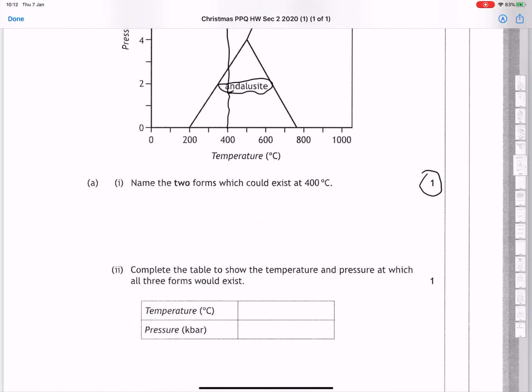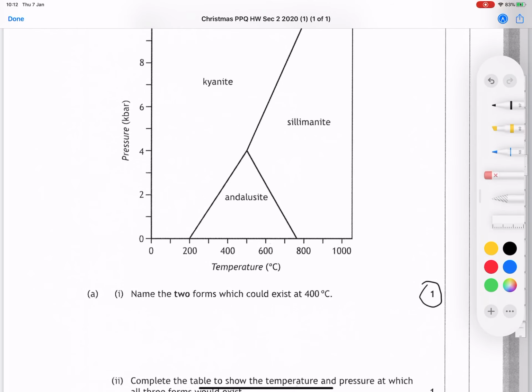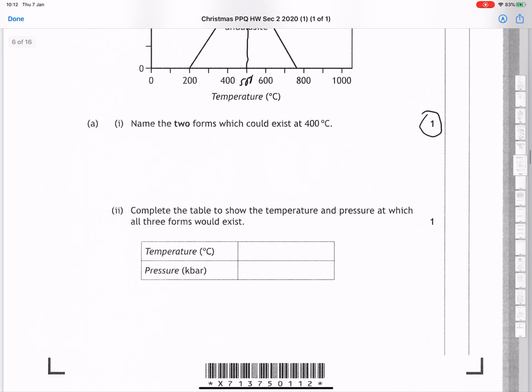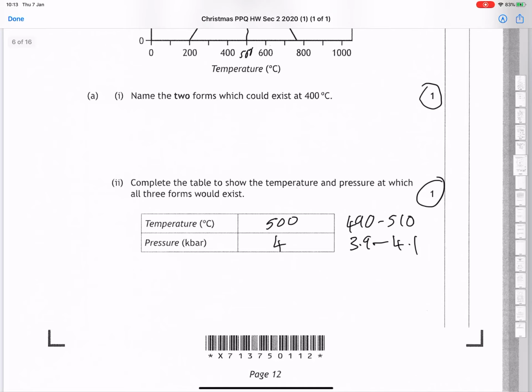Complete the table to show the temperature and pressure at which all 3 form. So all 3 form at this point here. You just have to follow the graph down to around here. That's around 500 in there. And the mineral pressure going along is 4. So the temperature is 500 and the pressure in kilobar was 4. You needed both of those. In the marking scheme it's 490 to 510, and you also could have had between 3.9 and 4.1. Both of those are required to get the 1 mark.